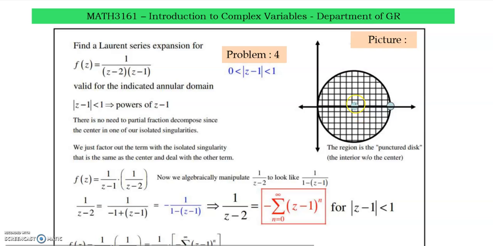You see here the center is not included, because 0 less than mod z minus 1 less than 1 means this center point is not included, but except at this point, everything inside this circle is included. That's why they write that the region is the punctured disk.